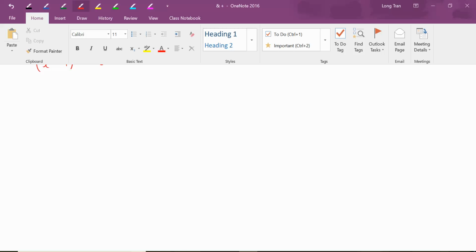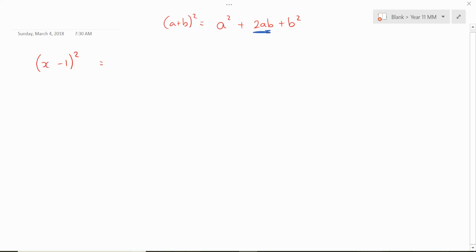Let's have a look. This is what I want you to see. The key part is here: 2 times ab. We're going to follow the rule. It says square a, where a is the first term, which in our case is x. So I'm going to do x squared. That's the first thing I do. Then it is plus 2 times a, which is x, times b, which is negative 1. Then plus b squared, so negative 1 squared. You now get an answer of x squared minus 2x plus 1.